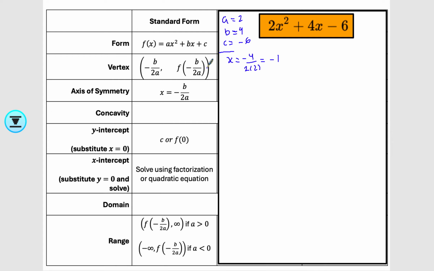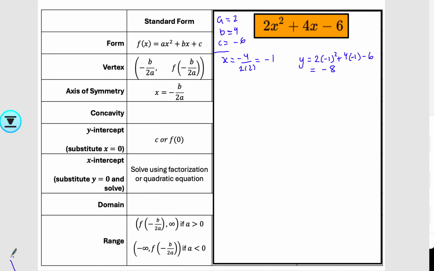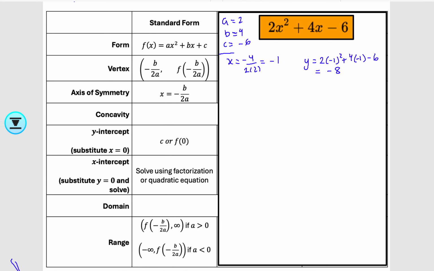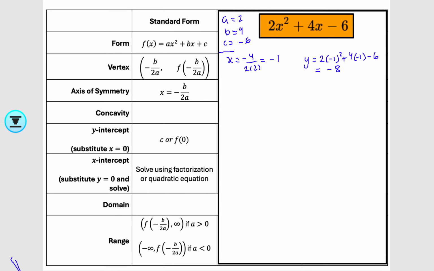For the y coordinate, I have to substitute this negative 1 into my function here. So to find the y value, I just substitute negative 1, which will give me negative 8. And I want you to get into the habit of writing things as coordinates. So now we have negative 1, negative 8 as our vertex.